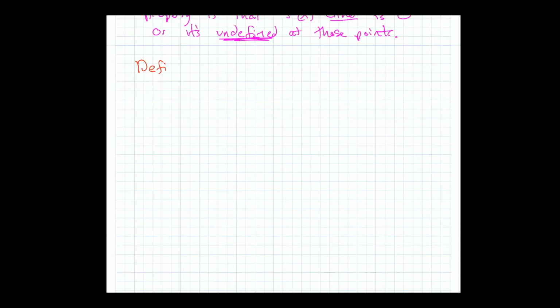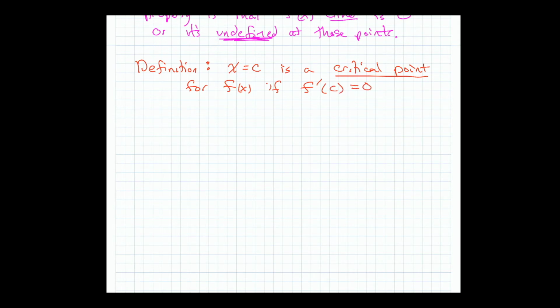Definition. x equals c is a critical point for f of x if f prime of c equals 0, or f prime of c is not defined. And I actually need to change this a touch. I said x equals c is a critical point for f of x. You also need that x equals c is in the domain of f of x.